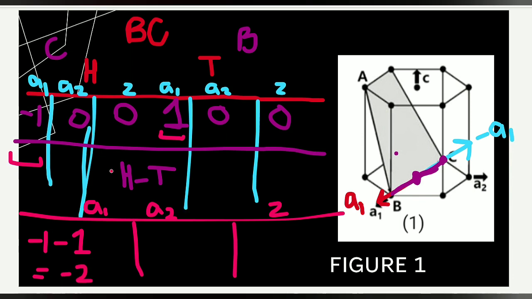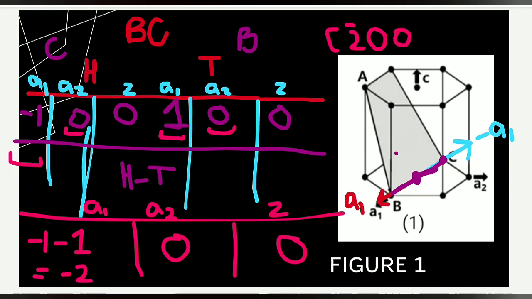Now for A2, head coordinate which is 0 minus tail coordinate which is 0 again. So 0 minus 0 which is 0 again. So 0 is the final result. Similarly for Z, 0 minus 0 which is 0 again. And we got 2 bar. Since no fraction is involved, these are the final indices. 2 bar 0 0 as the final indices.